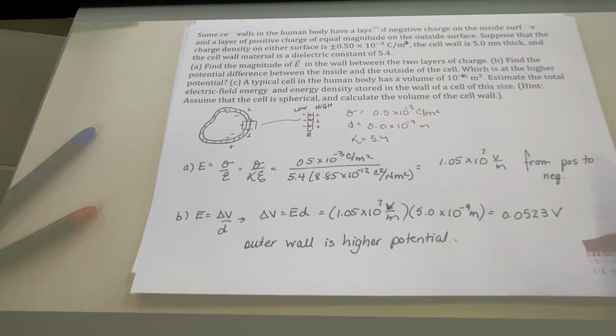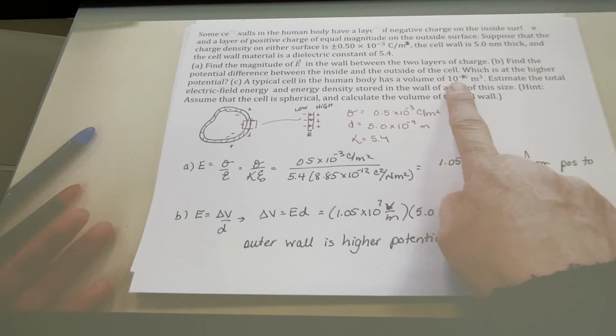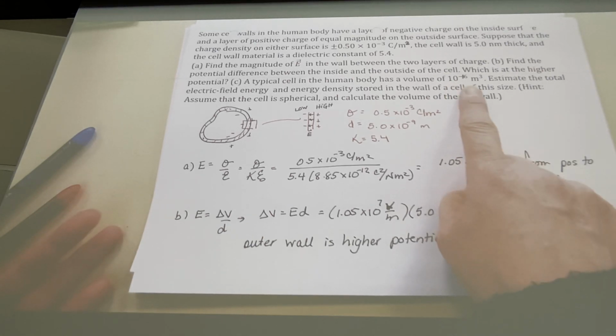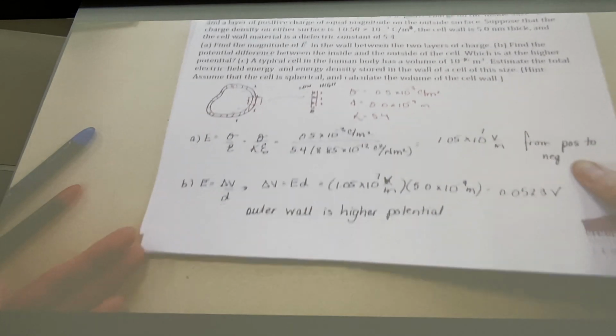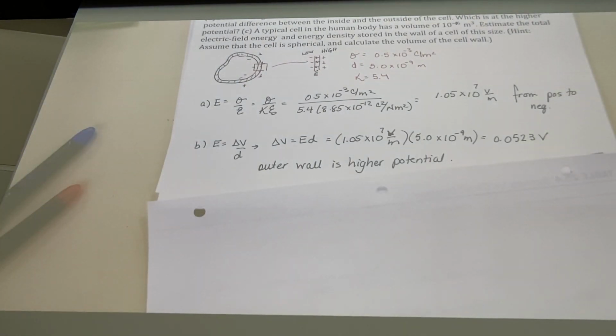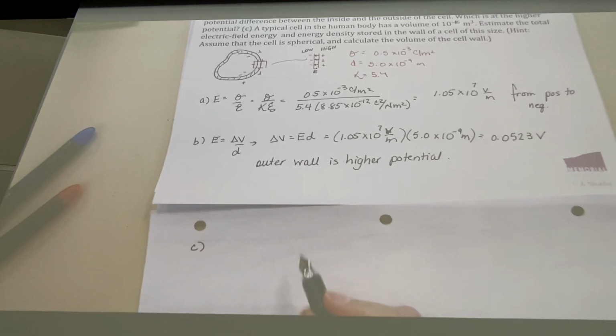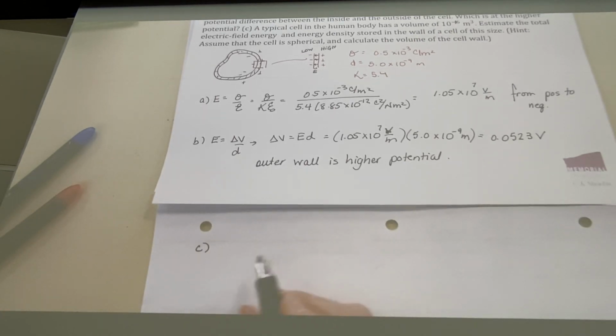So then the last bit, a typical cell in the human body has a volume of, another typo here, I was not at my finest when I typed up this slide, is 10 to the minus 16 cubic meters. Okay, I left out a 1 there. Find the total energy and energy density stored in the cell wall. So what we've got here, why don't we just do the energy first, and then we'll think about the energy density.